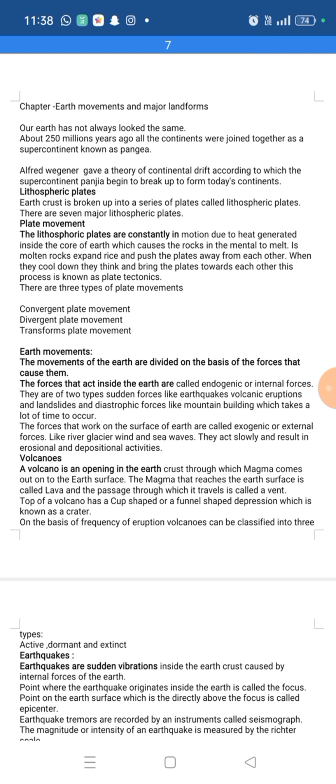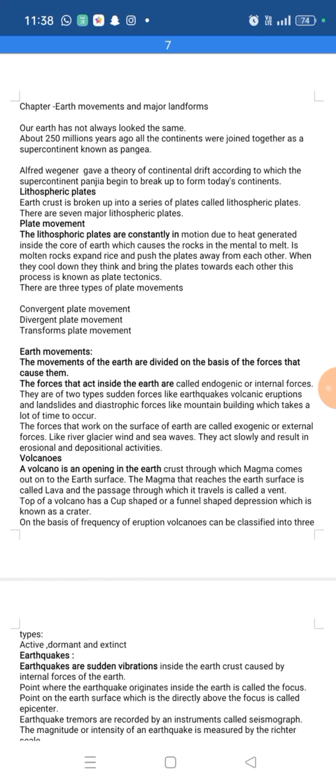This process is known as plate tectonics. And how do the plates move? Due to the heat generated inside the core of the earth. I gave you one example. Do you remember? When you keep water to boil in a pan on the gas, and you put a plate over that, I gave you that example. Please take that example to understand the movement of plate tectonics.